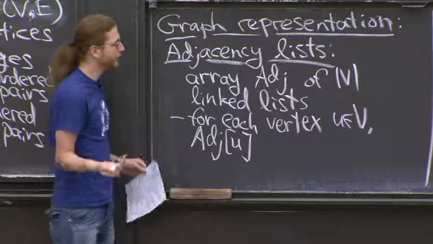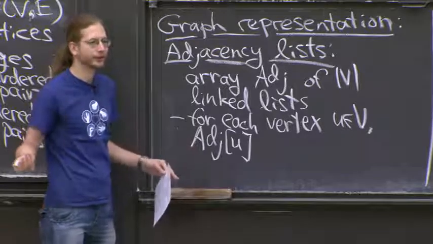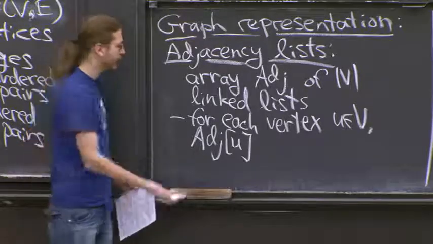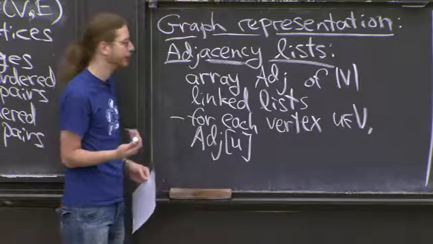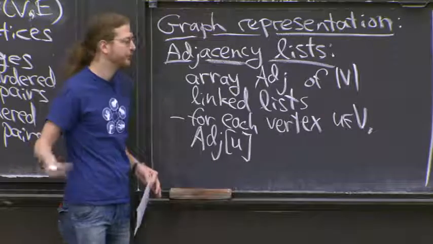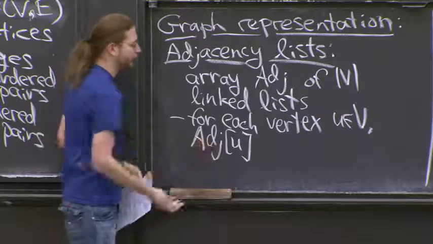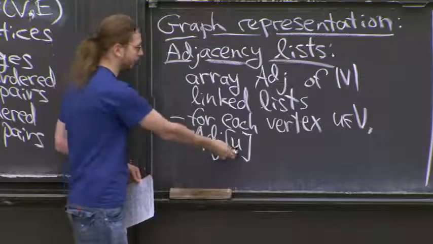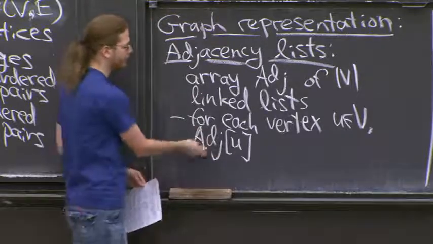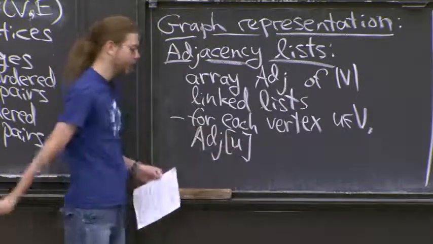Or if you want to get fancy, you can think of a vertex as an arbitrary hashable thing. And ADJ is actually a hash table. And that's how you probably do it in Python. Maybe your vertices are objects. And this is just hashing based on the address of the object. But we're not going to worry about that. We're just going to write ADJ of u. Assume that somehow you can get the linked list corresponding with that vertex.